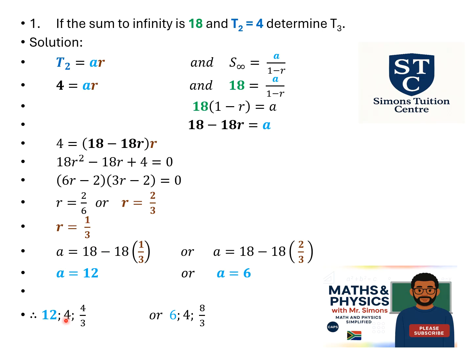So my first term is 12, 12 divided by 3 gives me 4, and 4 divided by 3 gives me 4 over 3. Or my first term is 6, 6 times 2 over 3 gives me 4, and 4 times 2 over 3 gives me 8 over 3. So that is my first three terms for both of them.